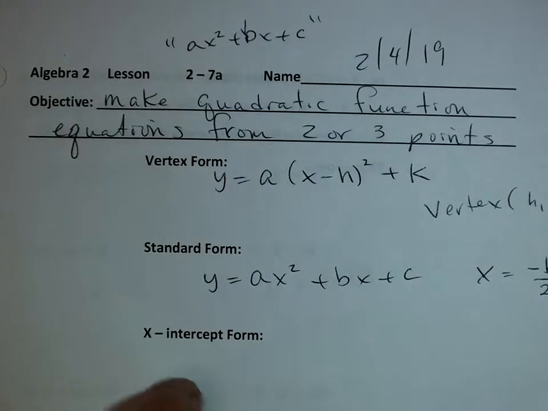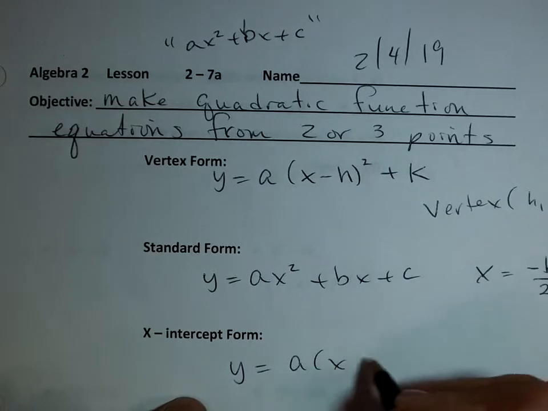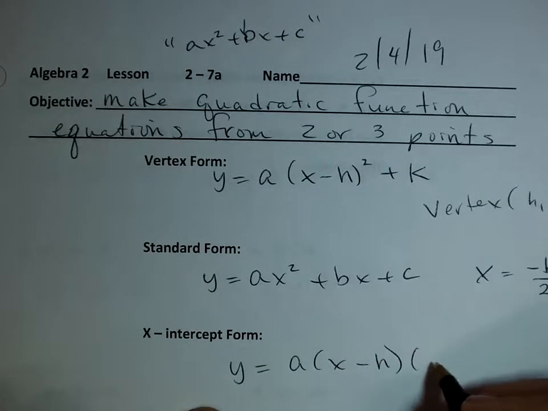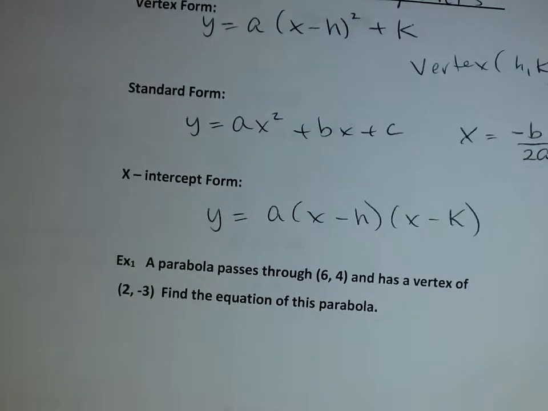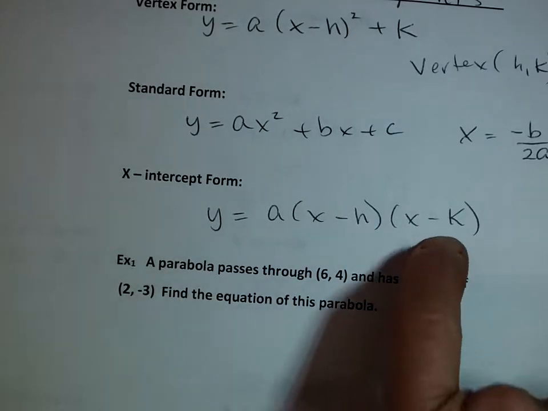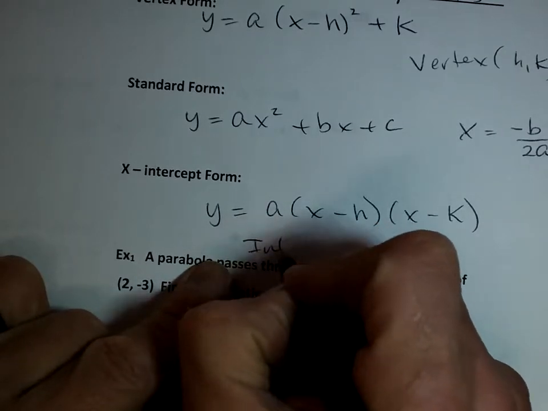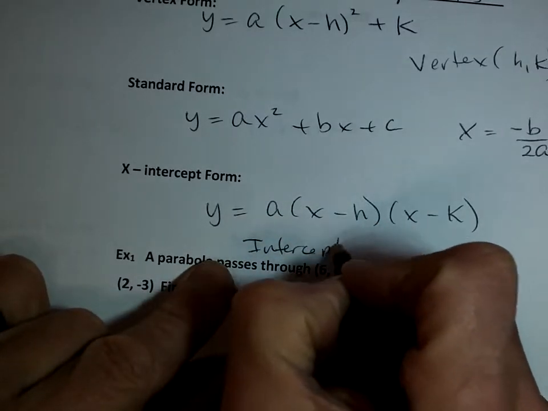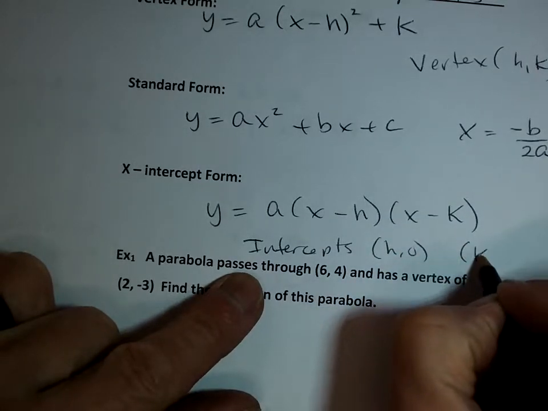Now, intercept form is like this. A times (x minus h) times (x minus k), all right? Intercept form is where you've already factored it, you get your mini equations and you solve it. So then my x-intercepts would be, in this case, at h, comma 0 and at k, comma 0, okay?